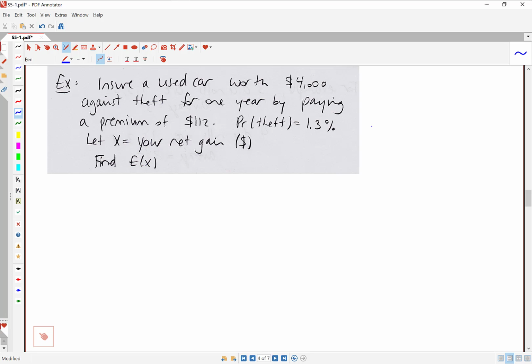Okay, so using our new notation for chapter 5, we could have written probability like this. Probability of theft is 1.3%. Doesn't really matter whether you use the PR notation or the P notation.